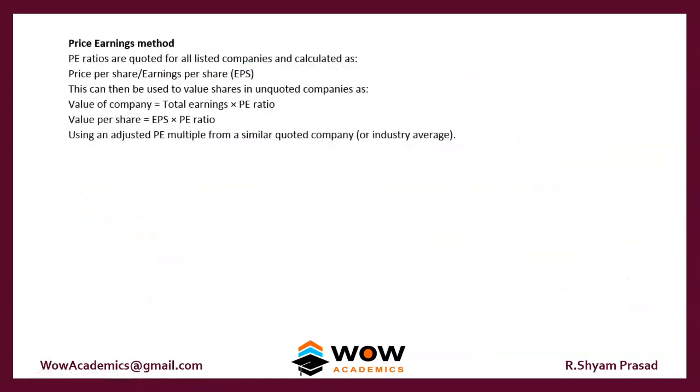So the next method is called the price earnings method. The PE ratios are quoted for all listed companies and calculated as follows. Your PE ratio works like this: market price per share divided by earnings per share. If you are not able to get these numbers, you can also use another set of numbers to value.